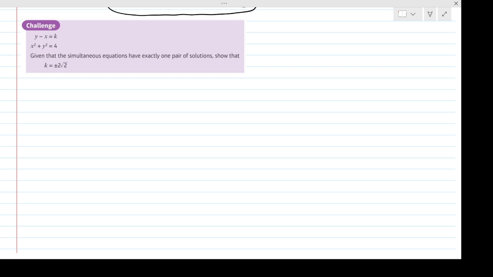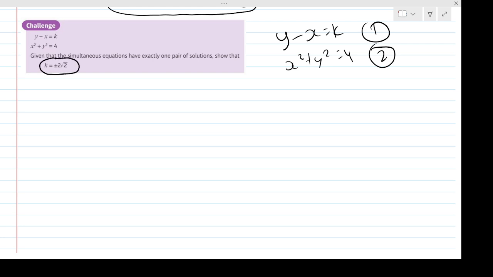So we're told the simultaneous equations y minus x is equal to k, and x squared plus y squared equals 4, which is equation 1 and equation 2, as we call it. It says, given that the simultaneous equations have exactly one pair of solutions, so again, think about when that happens, like the last example, discriminant, what would that mean? It needs to show that k is plus or minus 2 root 2.